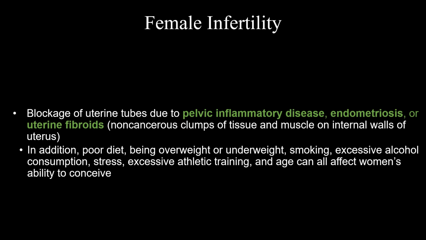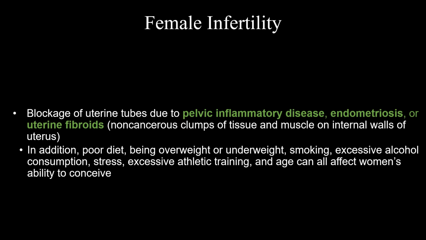Infertility can also be related to problems outside of the ovary. Blockages of the uterine tubes because of pelvic inflammatory disease, endometriosis, or uterine fibroids. These are non-cancerous tissue clumps and muscle on the internal walls of the uterus. And all of these can lead to difficulty with conceiving.